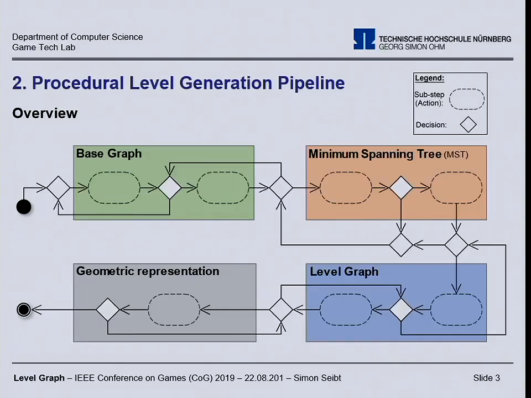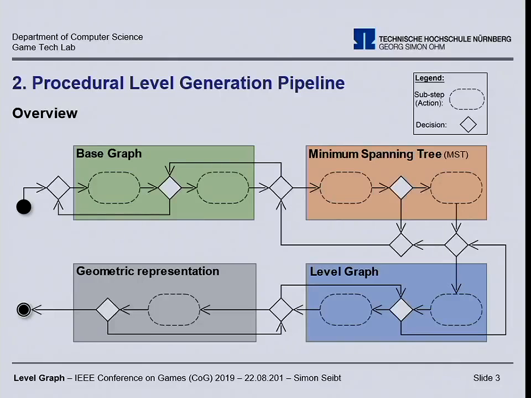Here we can see an overview of the complete pipeline, which is represented as a modified UML activity diagram. The 4 main pipeline stages are shown in different colors. Therefore, a so-called base graph is generated first, the green box. Since the MST is computed after that, the level graph structure is generated, the blue box. And in the last step, the geometric representation of the level is constructed.